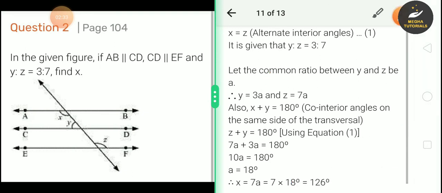So we have to find the value of x. x is nothing but z, that is 7a. So x is equal to 7a is equal to 7 into 18 degree is equal to 126 degree. Therefore value of x is equal to 126 degree.